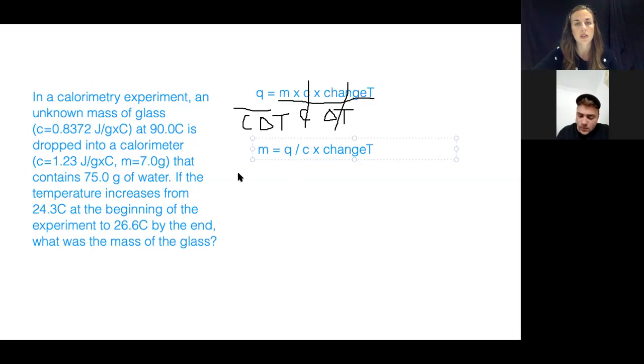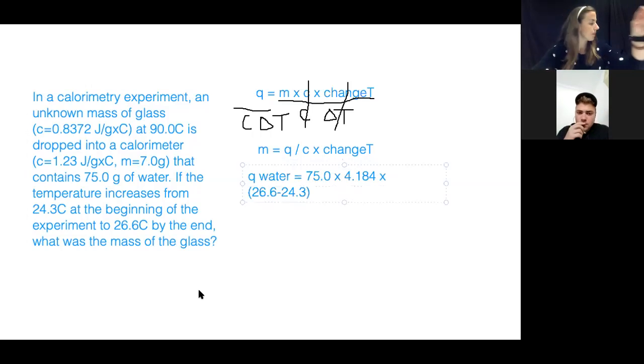So we're going to start with the Q for the water. We're going to use the same equation we started with, we're just doing it for the water. So the energy that the water absorbed: the mass of the water is 75 grams. The specific heat of water you have to know is 4.184. Just plugging it in. And then the change in temperature in the water is the final temperature, 26.6, minus the initial temperature, 24.3, in parentheses.